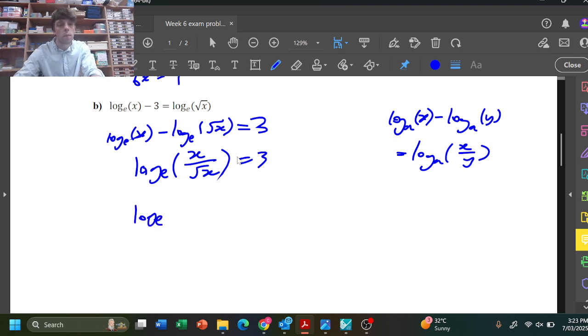Well, what we can remember is that the square root of x is actually the exact same thing as x to the power of a half. So let's just replace this with x to the power of a half down the bottom here.